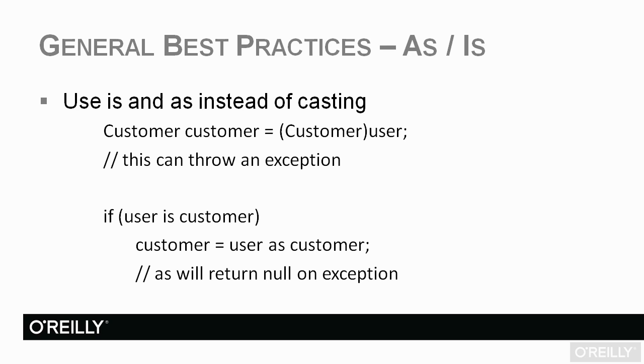What we'd like to do instead is to say if user is customer, then set customer equal to the user as customer. The if obviously should protect this statement, but even if there is some problem in casting the user to a customer type object, the as will return a null as opposed to throwing an exception. And then you can handle that error later. As we'll see in a future lesson, exceptions are expensive and we'd like to avoid creating them. Using is and as is one way of doing that.